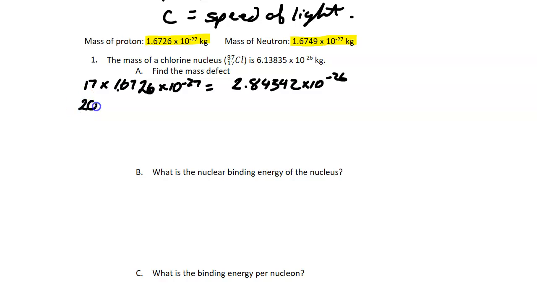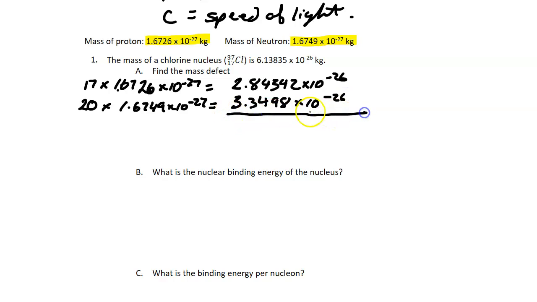The mass of the neutrons, well, this will have 20 neutrons, each 1.6749 times 10 to the negative 27. So the total mass of the neutrons, if you were adding up the parts, is 3.3498 times 10 to the negative 26 kilograms. So the sum of the total should wind up being 6.19322 times 10 to the negative 26 kilograms, but the actual mass is only 6.13835. So we're going to subtract that.